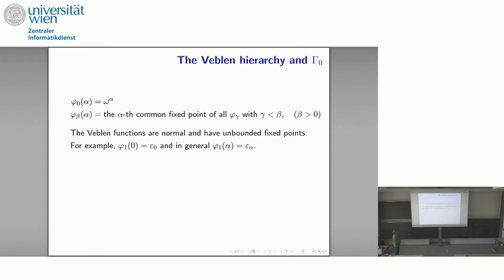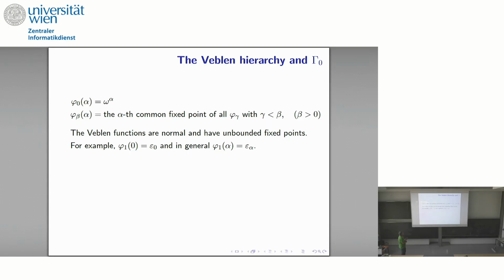So first of all, let me recall the Veblen hierarchy and get into gamma naught. The Veblen hierarchy is a sequence of functions. Let's start with phi0, which is just exponentiation of the base omega. All these functions are so-called normal functions, so we'll have many fixed points. And so you can define phi beta of alpha to be the common fixed point of all the phi gammas which are below beta, at least when beta is larger than 0 here, and we take the alpha-th common fixed point. So 0 will be the first one.